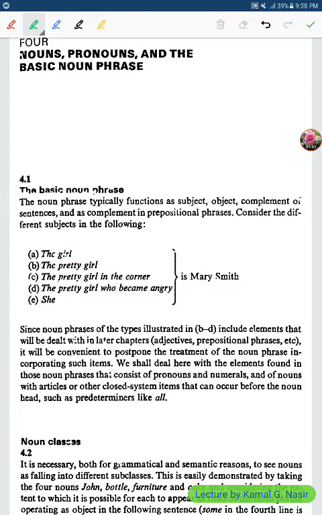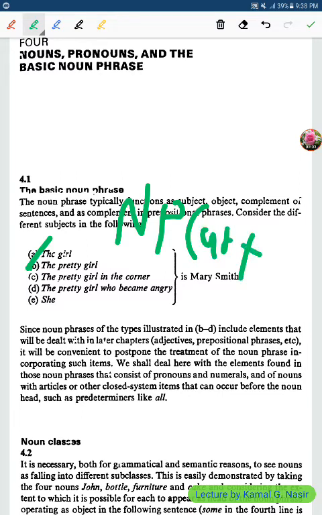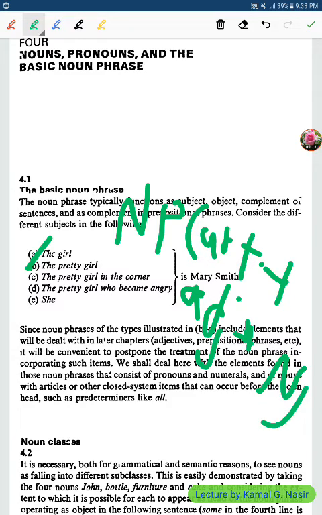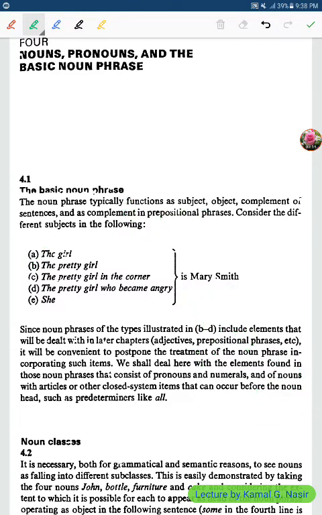Right. The pretty girl is Mary Smith. This is also a noun phrase. And this noun phrase is made of what? Of article plus adjective plus what? Noun. You see? This is the second noun phrase, right?